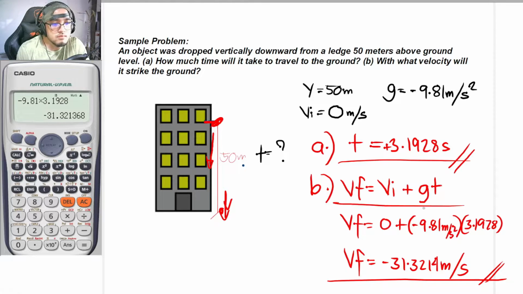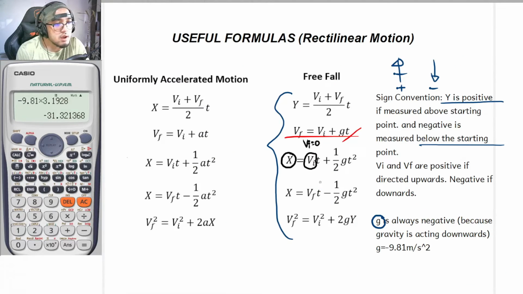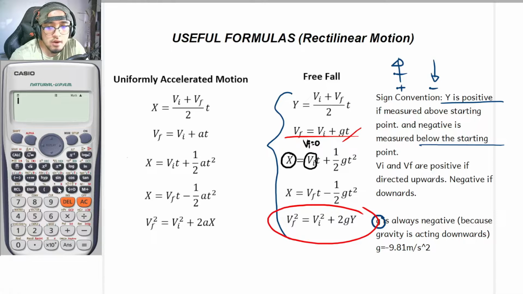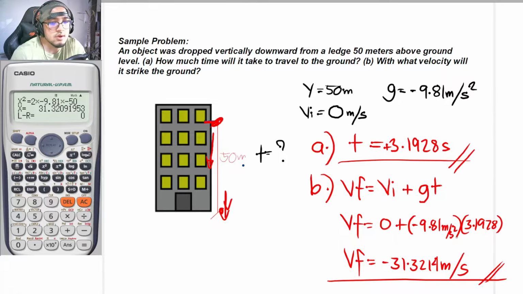Okay, so if you are to resolve for our VF using this particular equation here, pwede naman, so let us just do that. So alpha x squared, this is now your VF. So this is equal to VI, and our VI is equal to 0. And as for our 2GY, that is 2 times negative 9.81 times negative 50. So shift solve, and our answer here would be 31.3209. As you can see, they just differ in 2 decimal places, but they are essentially the same.